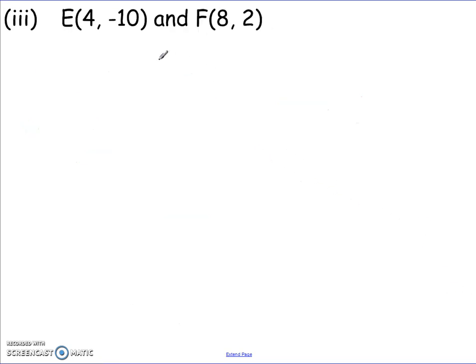Last one I asked you to do, again, same general format and same way we need to approach a question like this. First find my gradient of e to f. So y1 minus y2, so negative 10 minus 2 over 4 minus 8. Negative 10 minus 2, that gives me negative 12. 4 minus 8 gives me negative 4. Negative 12 divided by negative 4 gives me 3.